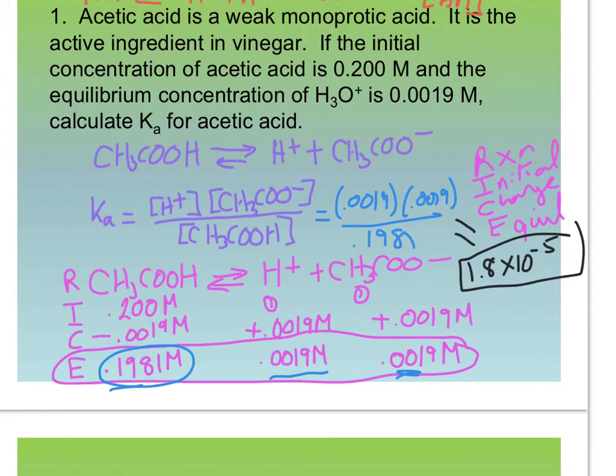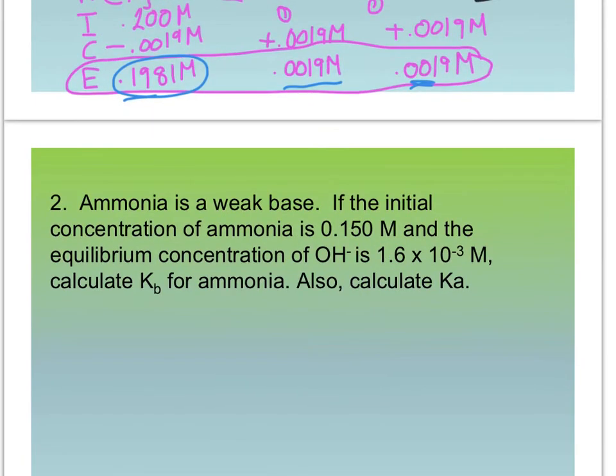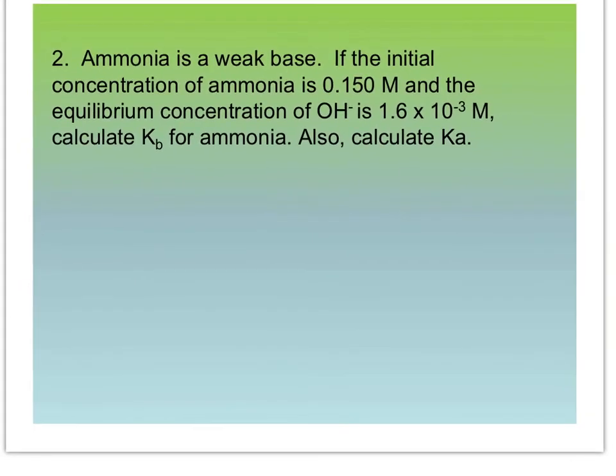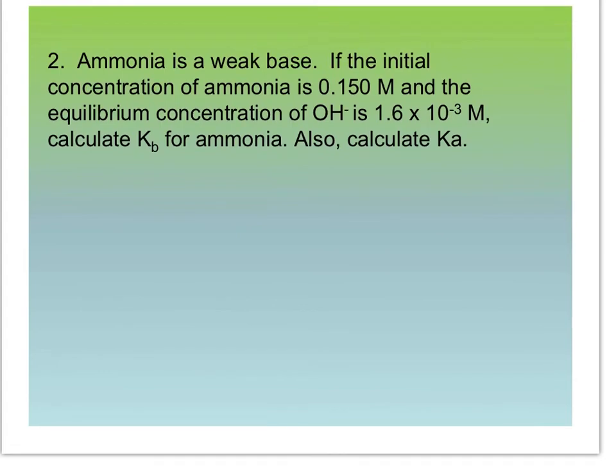Let's look at another problem. So this one says ammonia is a weak base. If the initial concentration of ammonia is given to us and the equilibrium concentration of the hydroxide ion is given to us, calculate Kb for ammonia and also calculate Ka. So if you know the equation, you can go ahead and write it out. If you don't, you can write the generic equation. So I'll write both. You pick whichever one you want.